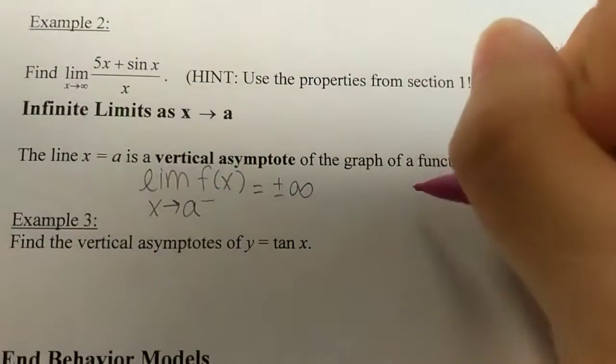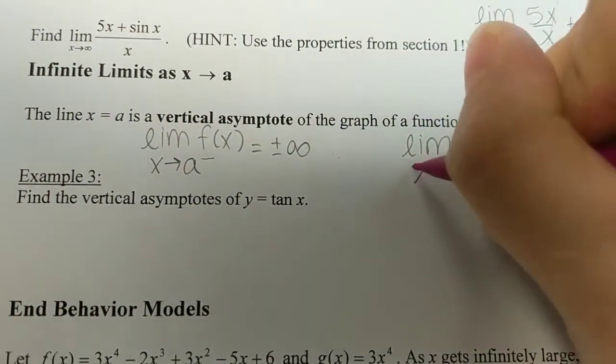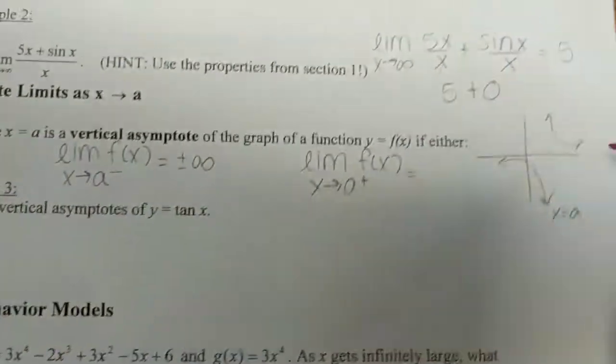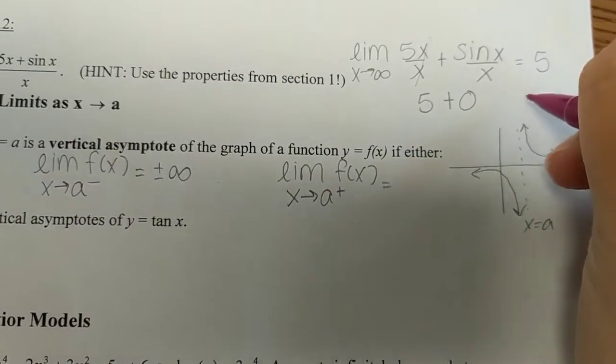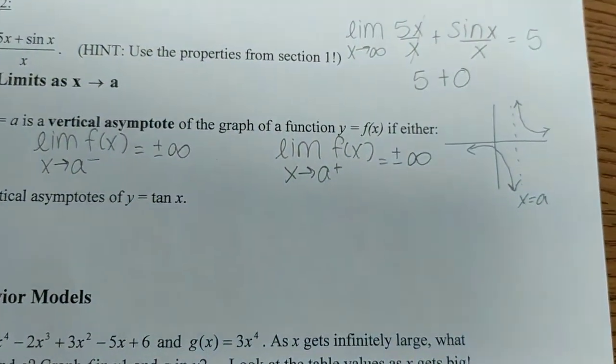On the same thing, we could go up on the right-hand side, limit of f of x as x approaches a from the right. In our picture, as we approach a from the right, it's going to positive infinity, but again, I can get either one of those as an answer here.